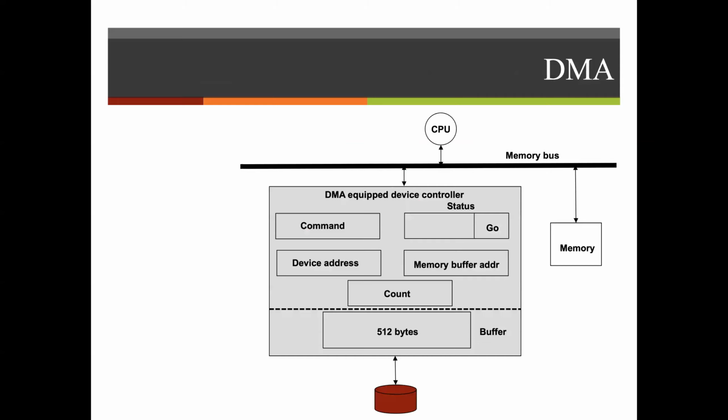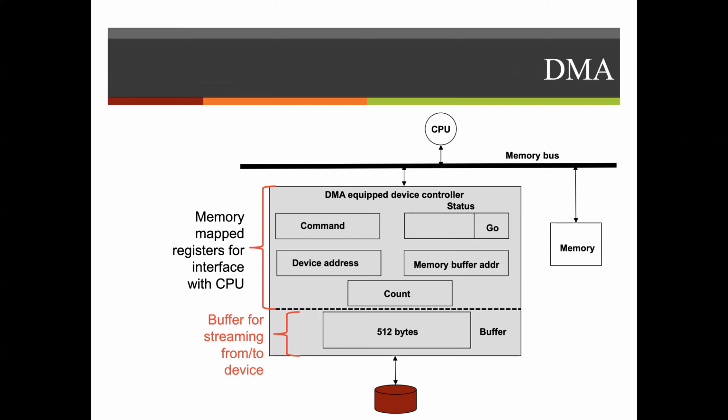And so with DMA, what we're considering is that the device controller is like a CPU. Internally, it has the data path and control to implement each of a set of instructions for our processor. And so we have our memory mapped registers that can interface with the CPU. And then we have our appropriate buffers that can be utilized for streaming from and to the device. And we have our CPU and device that compete for bus cycles for access as well.